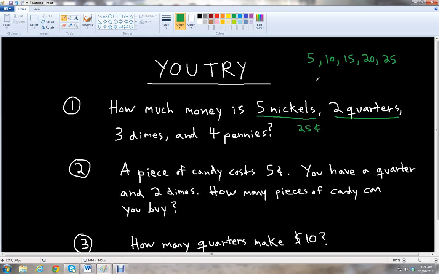2 quarters, that's going to be 25, 50. So that would be 50 cents. And 3 dimes, that's going to be 10, 20, 30. So 30 cents. And then 4 pennies, and this is just 4 cents.